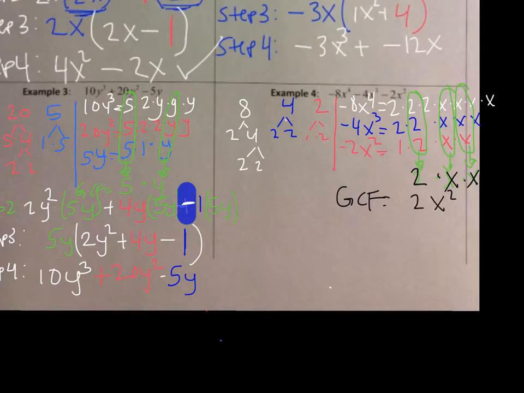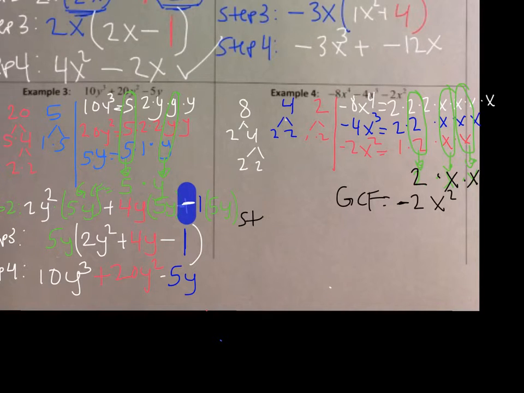But remember, we mentioned earlier that we have a negative in front of all the terms. And then at the end here, we're just going to factor that out because they all have negatives. So our greatest common factor would be negative 2x squared.